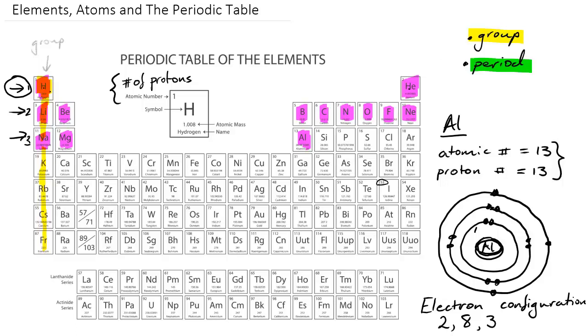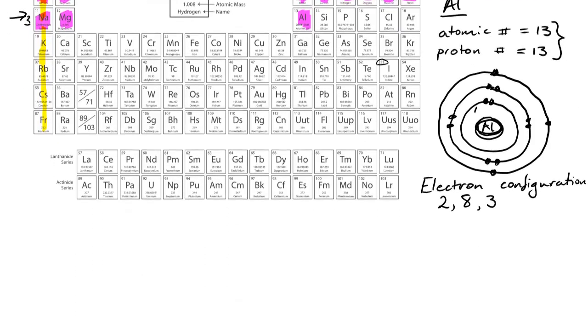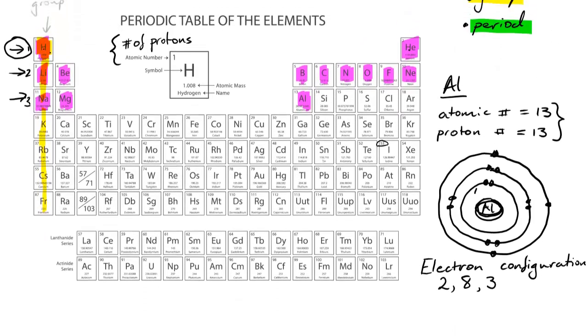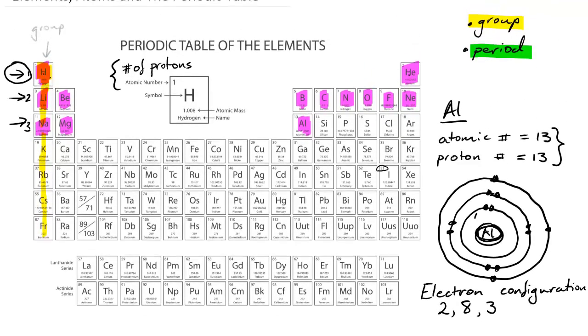Now let me find another example. We'll do another example. I'm going to pick only the first 20 elements because I don't want to overcomplicate things. So let me clean this up a little bit. We might choose maybe chlorine. Actually maybe something else. Let's just choose fluorine. So fluorine's right here.